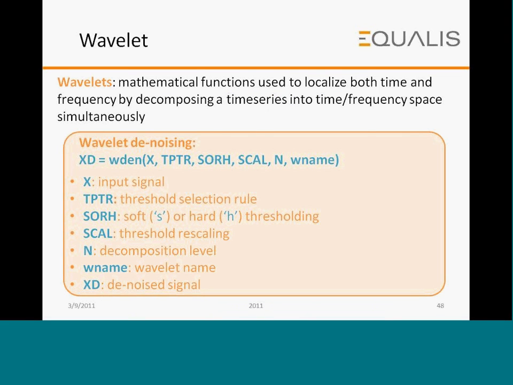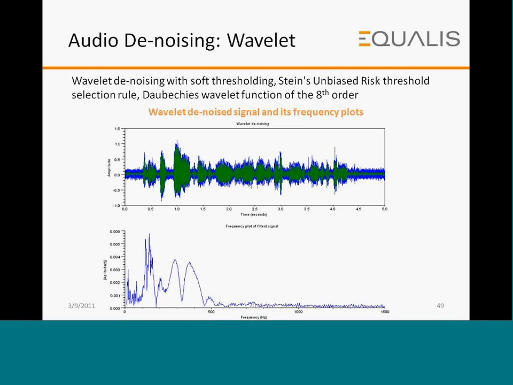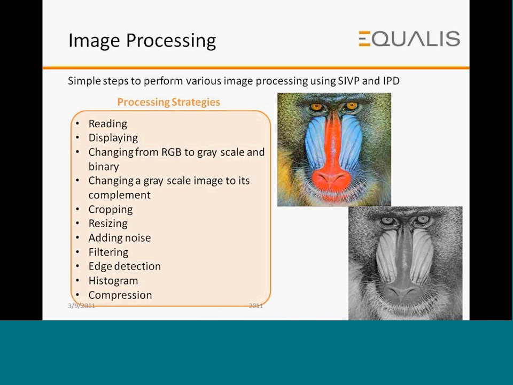So I'm using wavelets here for this application. After I apply wavelets to denoise my signal with soft thresholding, using the Stein's unbiased risk threshold selection rule, and Daubechies wavelet function of the 8th order, I get a really clean output. This is almost as good as what we started out with. The noise is completely gone. That's the power of wavelets, and there is a wavelet toolbox in Scilab that you could use for such filter operations. Another area is image processing.